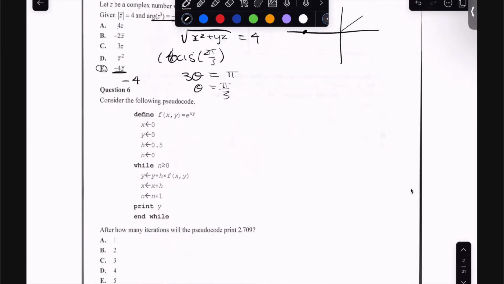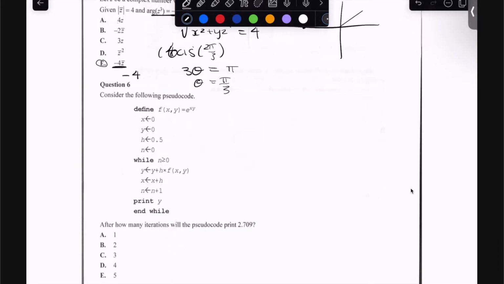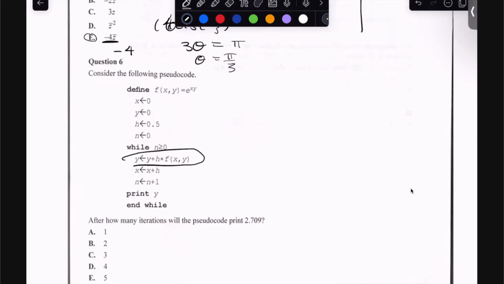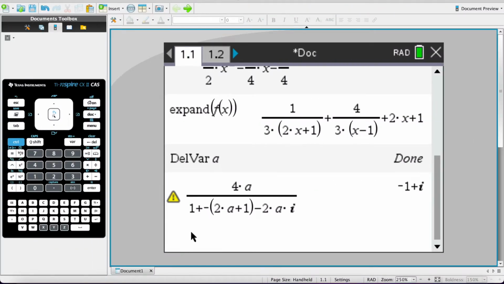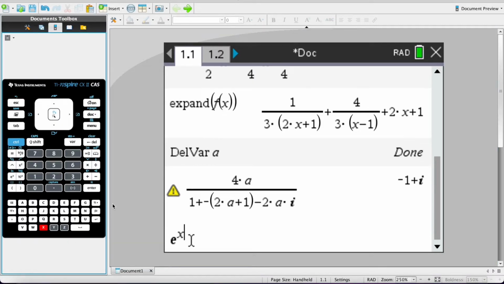Consider the following pseudocode defined that. After how many iterations will the pseudocode print that? So I think this is doing Euler's method. And the function is e to the power of x times y. So I'm just going to go to the CAS for this. And here we've got e to the power of x times y.